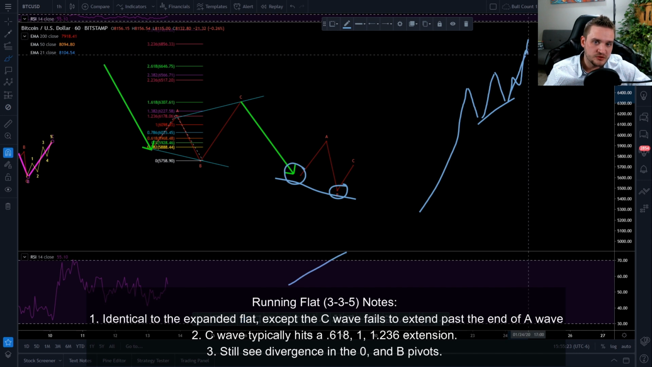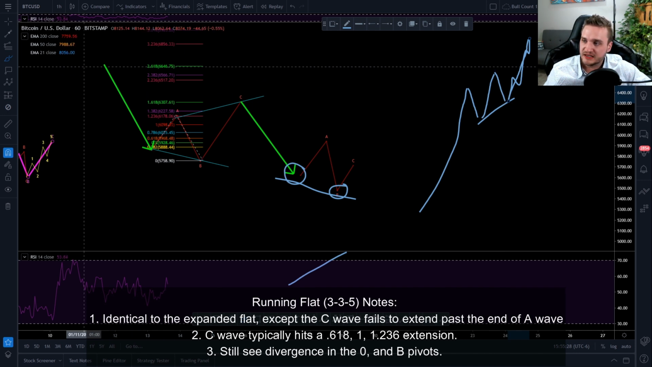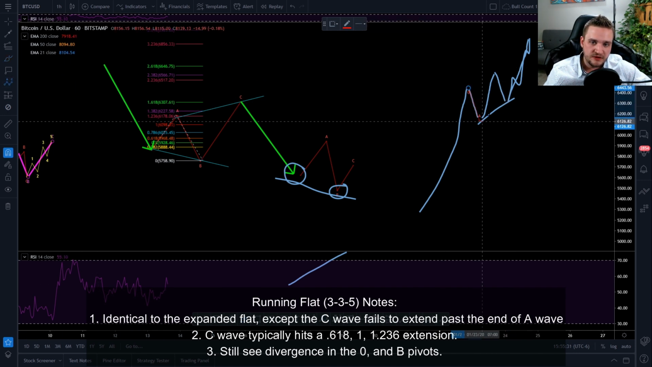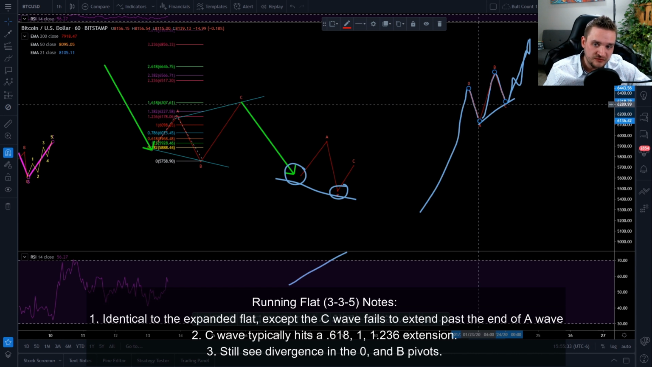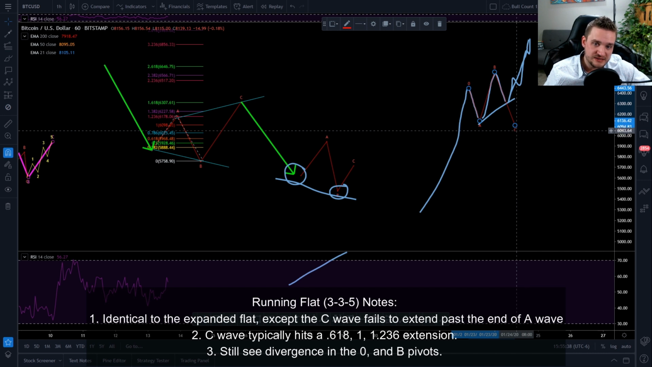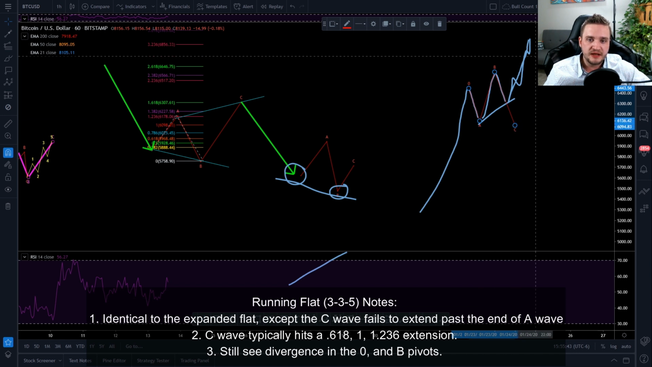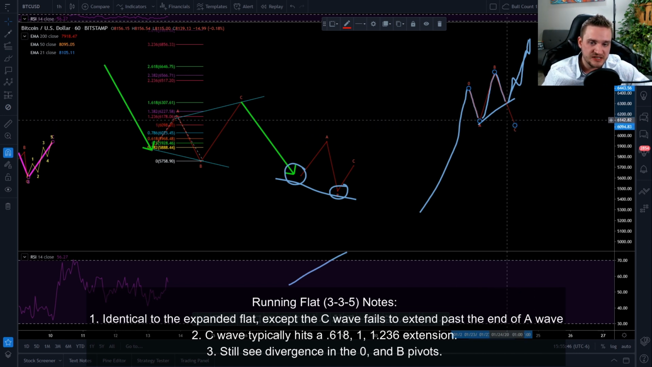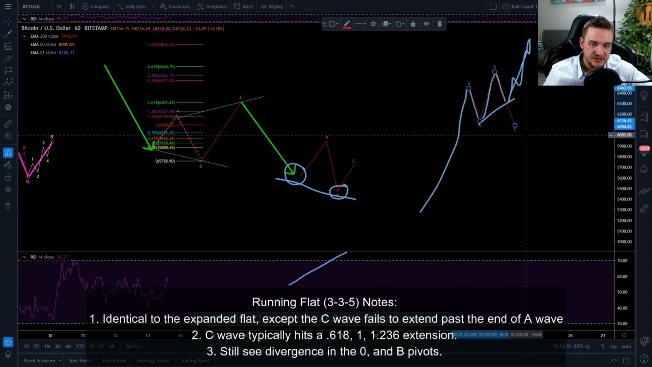And that's where we get our impulse wave again inside of that. And so this here is your expanded ABC right here. And that's your running flat or an expanded flat where the C wave can also dip down right past, but then gets bought right back up and continues its trend. So this is how it falls into place. You see them typically in the fourth waves. You can see them in wave 2 as well. But from a psychology standpoint and understanding what is going on in the market when we see these type of structures, it makes sense to see it more often in the fourth wave.